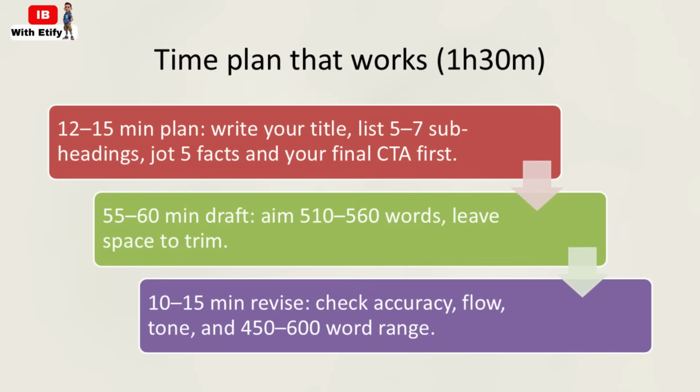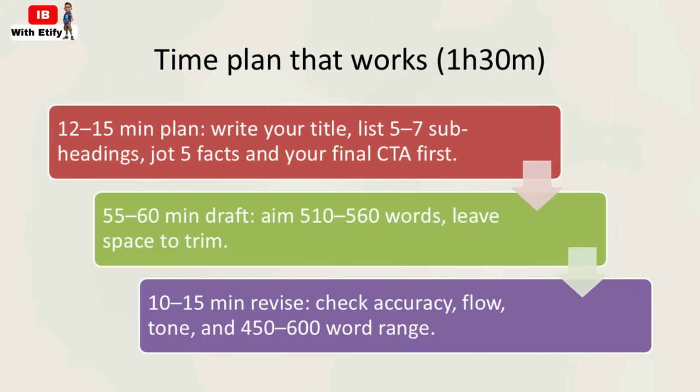Manage your 90 minutes. Spend the first 15 planning, title, 5 to 7 subheadings, 4 or 5 facts, and your final call to action. Draft for about an hour so the piece runs smoothly from start to finish. Use the last 10 to 15 minutes to check accuracy, polish transitions, confirm that the facts block and contact or QR code are present, and adjust to finish inside the word range.